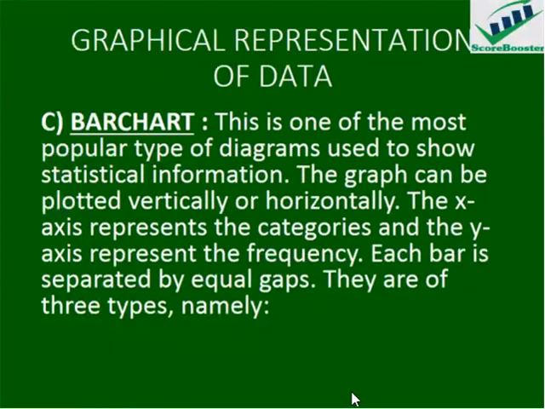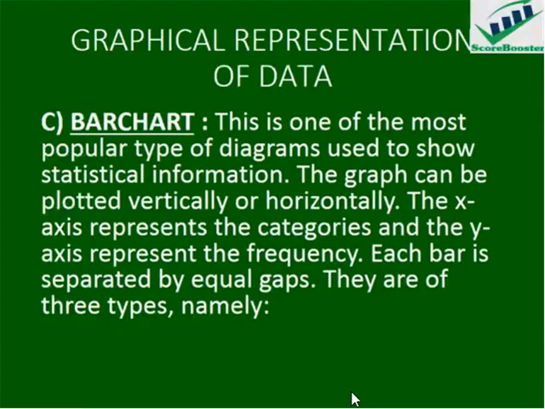Bar charts. Bar chart is one of the most popular types of diagrams used to show statistical information. The graph can be plotted vertically or horizontally. The x-axis represents the categories, that is, your items, your data, and the y-axis represents the frequency of those data. When you are plotting a bar chart, the bars will be separated by equal gaps.